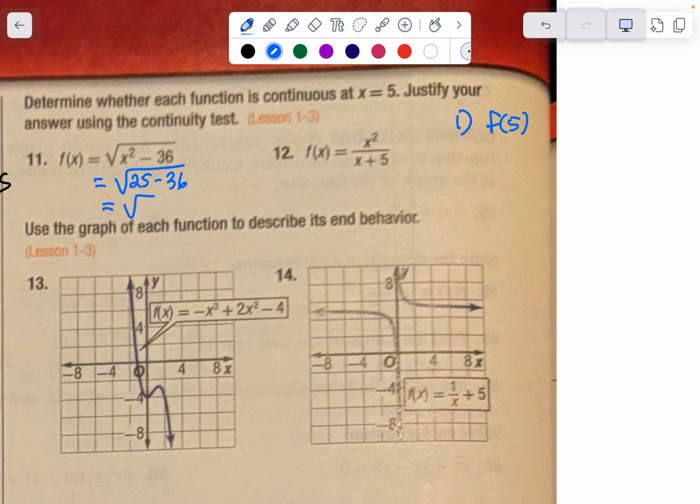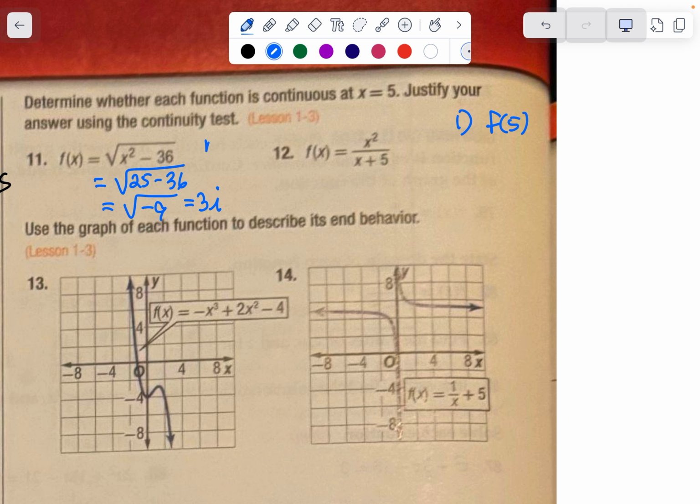Is the square root of negative 9 a legitimate number? Is the square root of negative 9 a number? Well, can you take the square root of a negative? I mean, we can get an answer, but would it be a real number? No, remember, square roots of negatives are the i thing. This is actually 3i. So it's not a real number. So you would say it's not continuous.